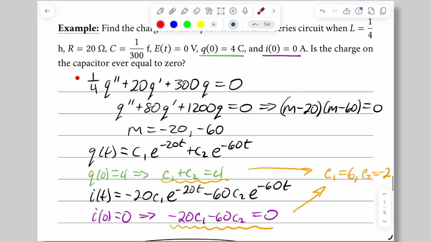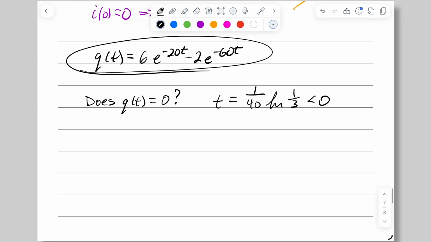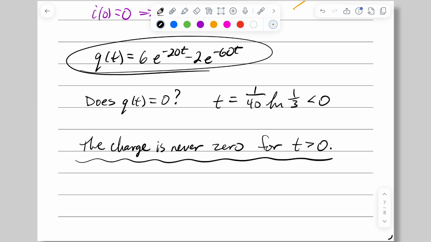And then we're asked, is the charge on the capacitor ever equal to 0? So that question is, does q(t) ever equal 0? Setting q equal to 0 and solving the resulting equation yields t equals 1/40 natural log of 1/3. But that natural log of 1/3 is negative, and I'm going to say this whole situation started at t equals 0. So my answer would be that the charge is never 0 for a positive time value.